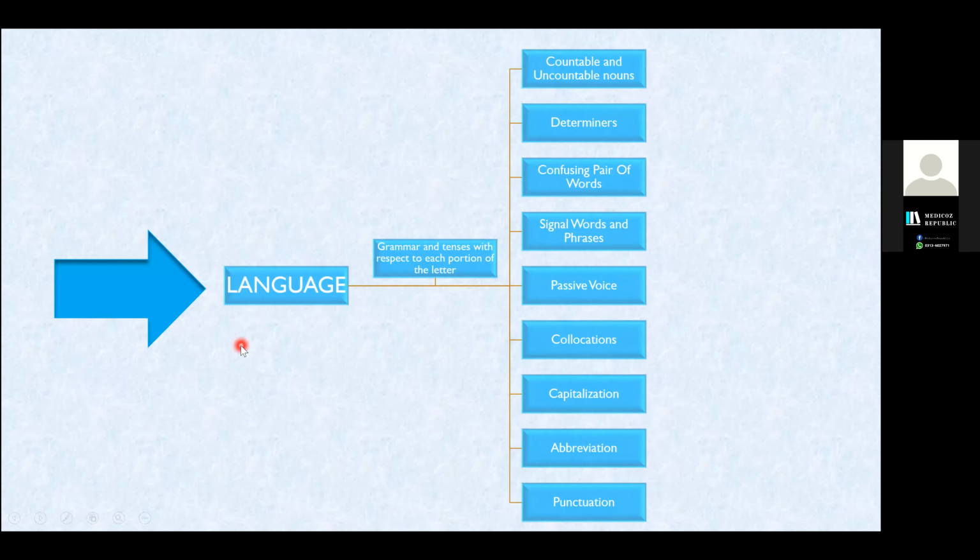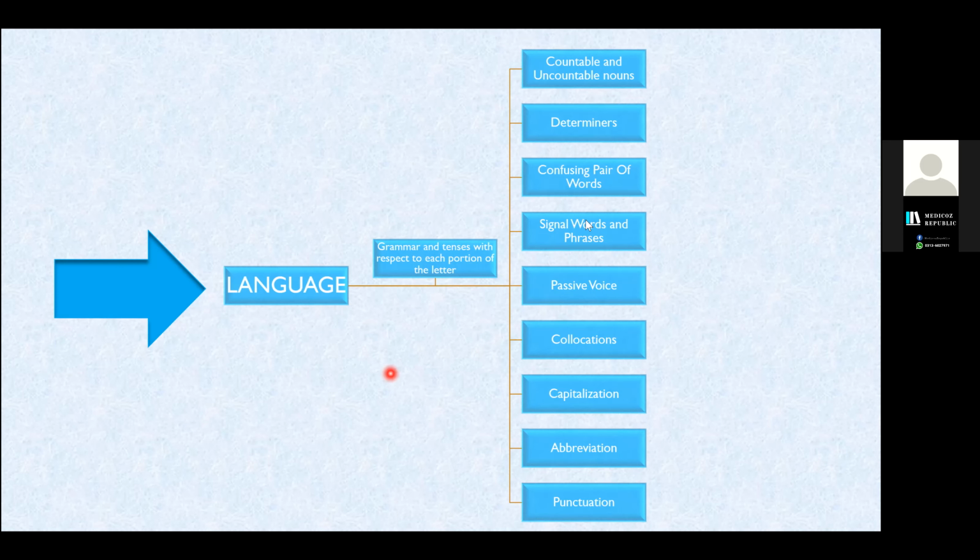So we left out language. The language in OET consists of grammar and tenses with respect to each portion of the letter, and this grammar and tenses portion is a whole separate part from the topics that we are going to cover today. We tried to include this part in our session today as well, but the session was getting too long, and we thought that we should cover this part in another session that will be a little shorter than the sessions that we are having today or that we had last week.